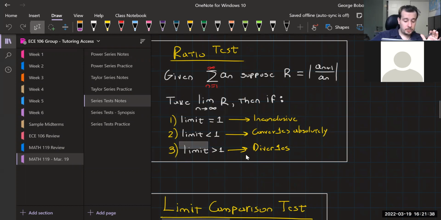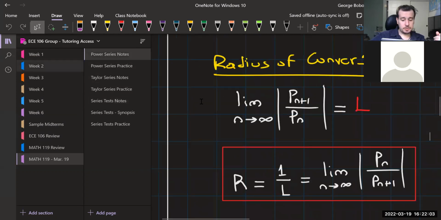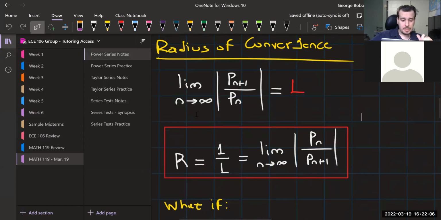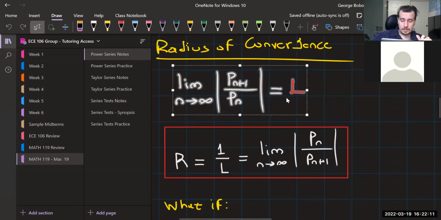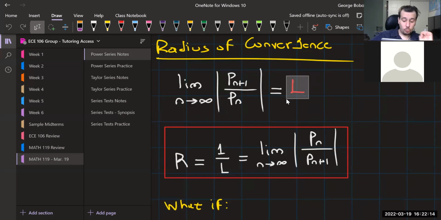If the limit turns out to be greater than 1, then we diverge. We don't want that if we're expressing a function as a power series. Neither do we want it to be equal to 1. So we want the ratio test, when we take the limit of this r, to be less than 1. That is guaranteed. That's what we want when we're doing power series. So going back to your power series notes, we are setting ourselves up so that this limit equals L, and this L is, again, less than 1. That's what we want to find.